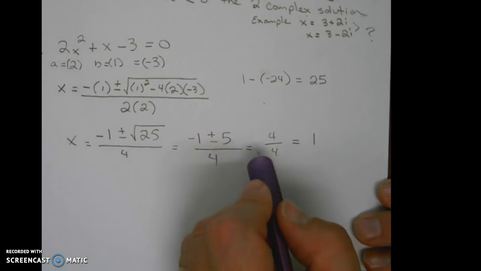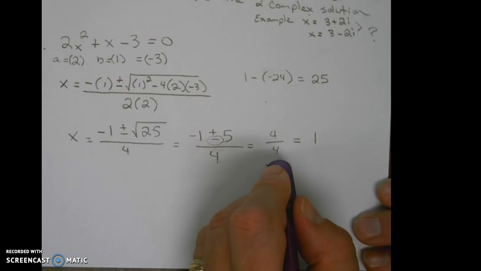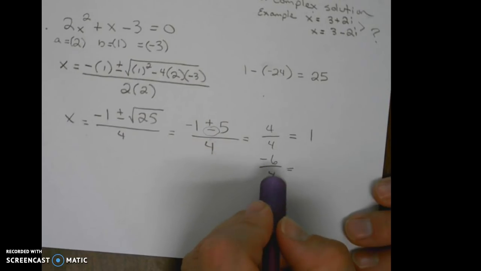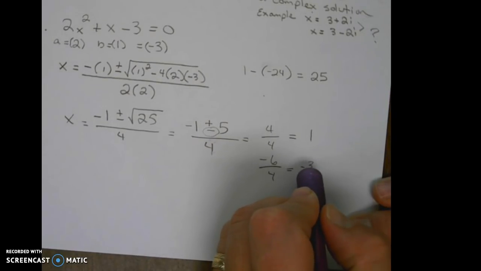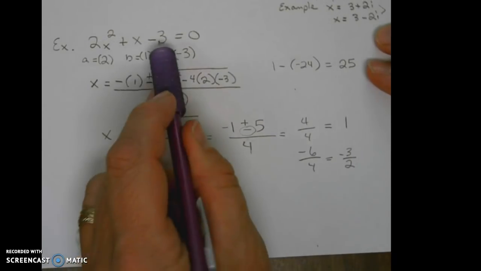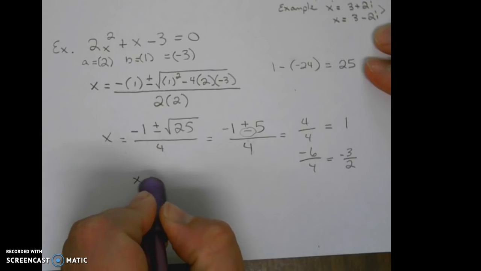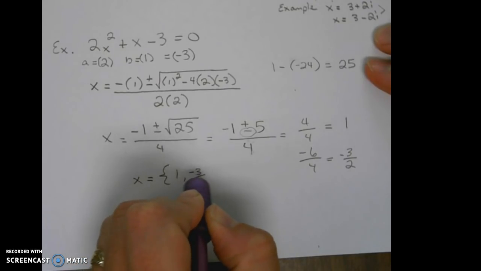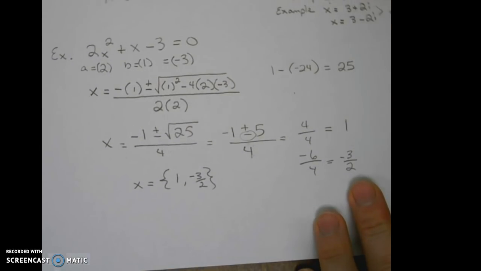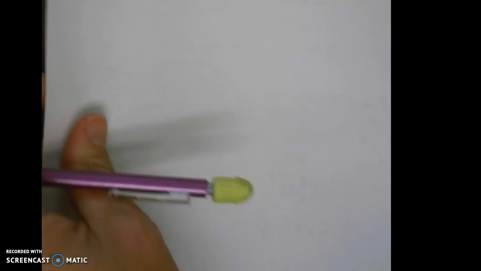Now to get the other solution, we're going to use the minus. So negative 1 minus 5 is negative 6 over 4. And we're going to reduce this. 2 goes into each, so negative 3 halves. So the x-intercepts, the roots, the solutions to this equation are 1 and negative 3 halves. Two real solutions. Okay, let's move on. That was example 1. Let's look at another example.